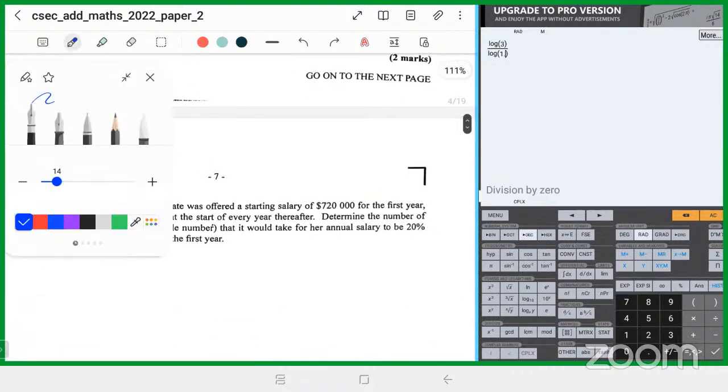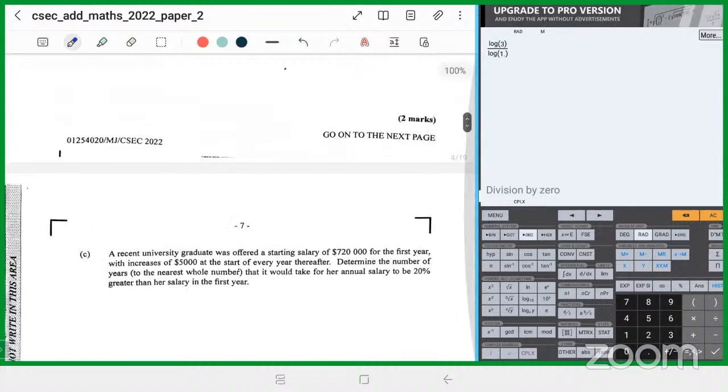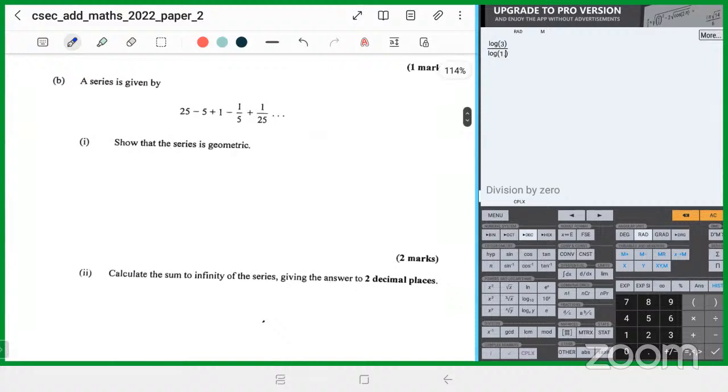It's the salary they ask for. When the salary reaches 20% greater than the starting salary, whatever the starting salary was is what this is. They want to know when the salary, which is the T term, becomes 20% greater than that, meaning 120% of that figure. So you calculate the value n for which it is equal to that. So do the other one first. That one's straightforward.